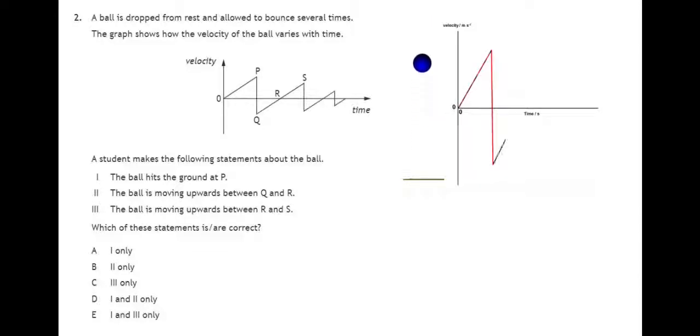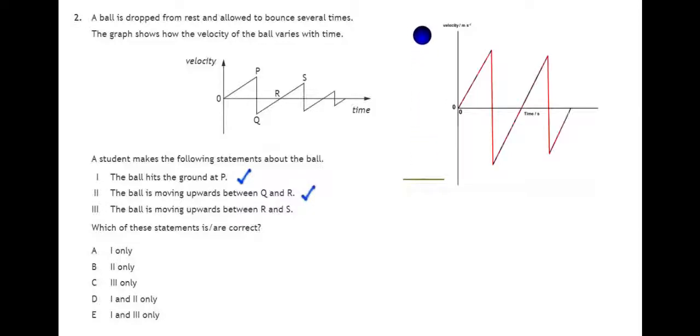So the statements. The ball hits the ground at P. Well, between O and P, that is the ball falling and then colliding with the ground. So that's correct. The ball is moving upwards between Q and R. Well, yes. When it leaves the ground at Q, it moves upwards until it gets to its highest point at R, where its speed instantaneously drops to 0.